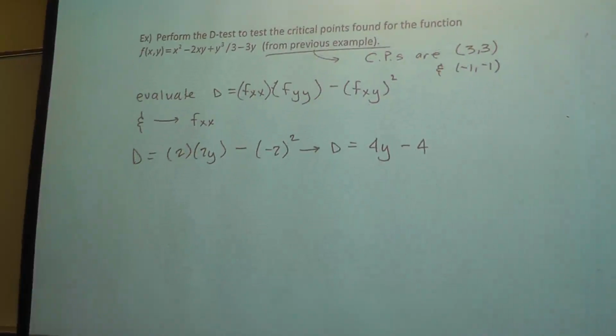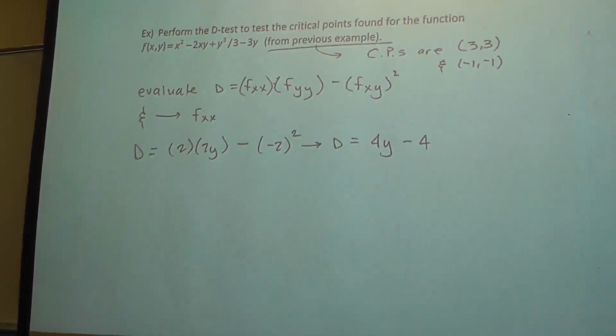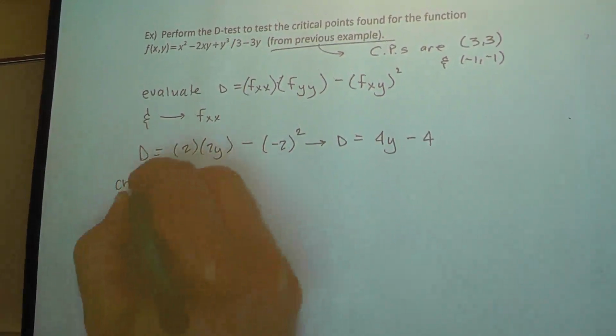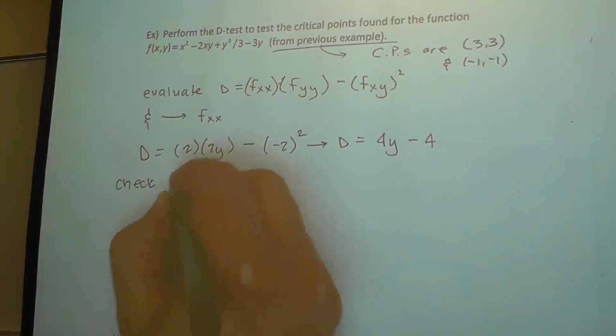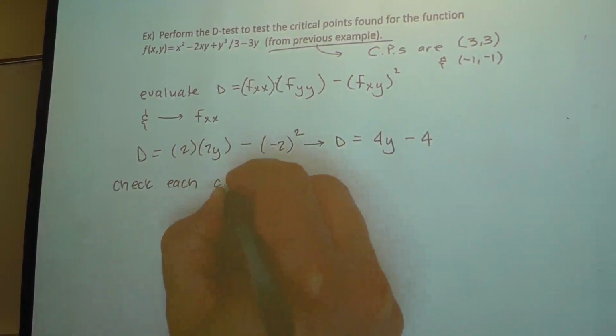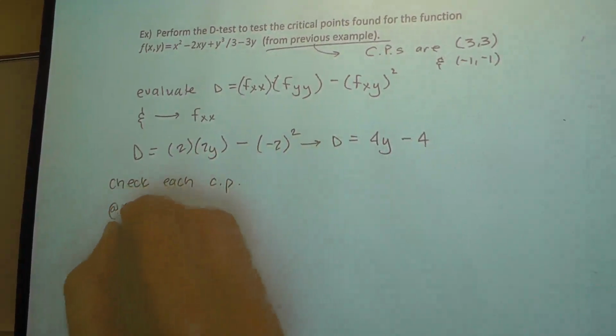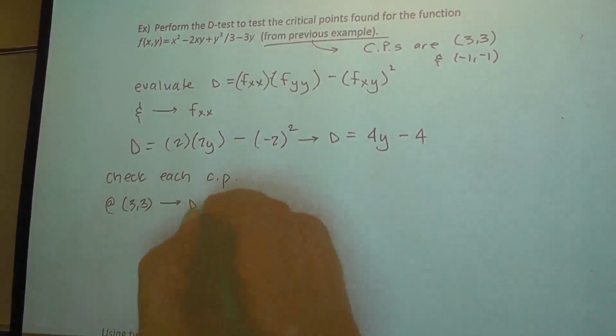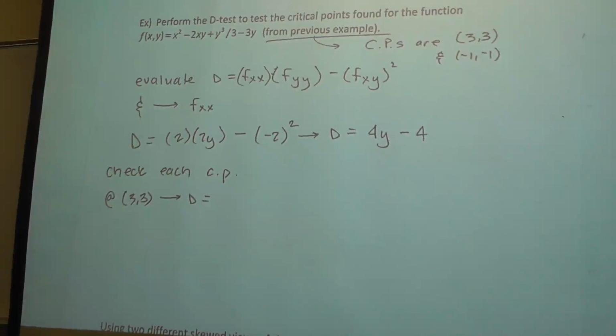So far so good? Pretty straightforward? Okay, so then each of your critical points, you want to run them through this ringer. If I'm at the critical point 3, 3, D equals, as a matter of fact, I'm not sure why I did this.